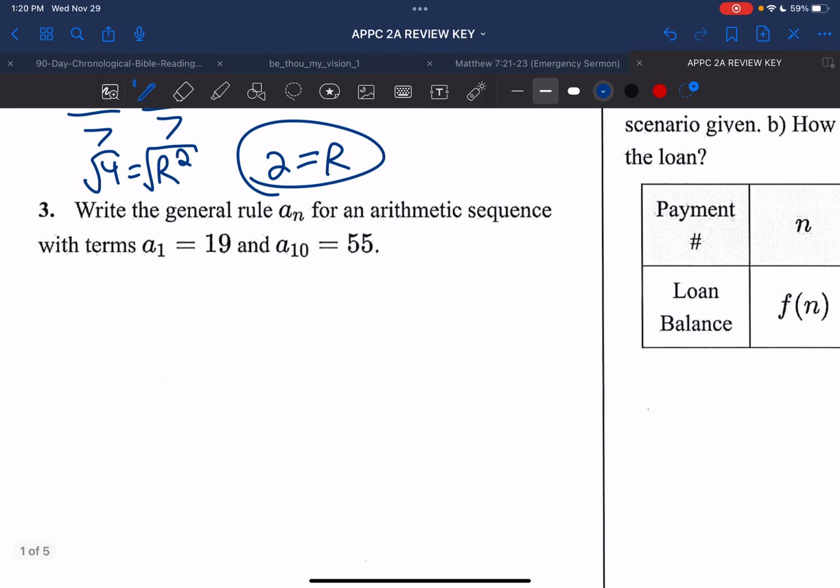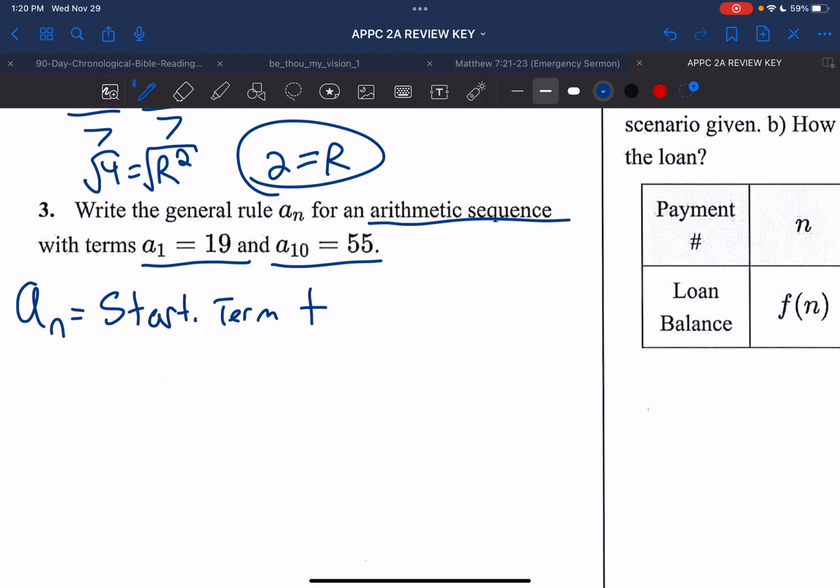Now we're doing something similar, except we have an arithmetic sequence in number 3. It gives us a1 and a10. So writing out the formula again for arithmetic is going to be very similar, but it's just changing it for the arithmetic, because arithmetic you add. Arithmetic is add, so it's plus my difference multiplied by n minus my starting term number.